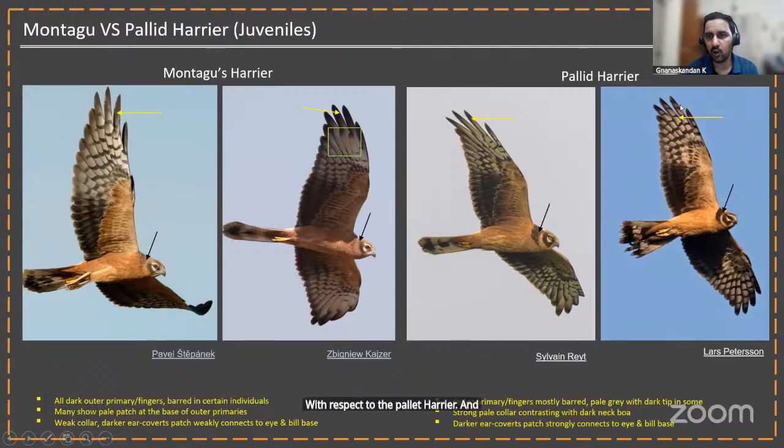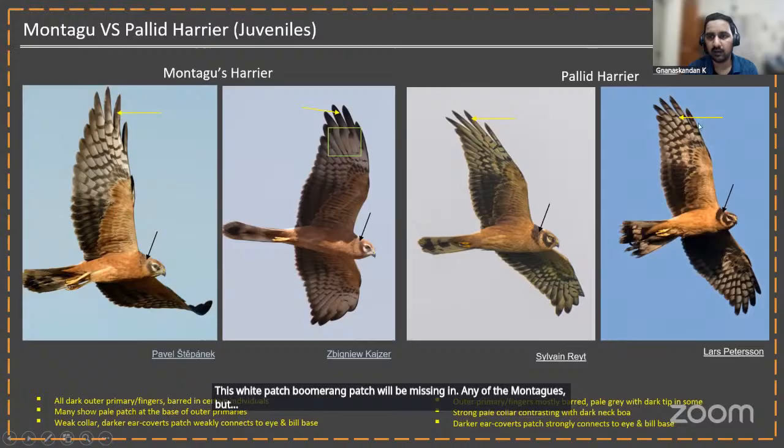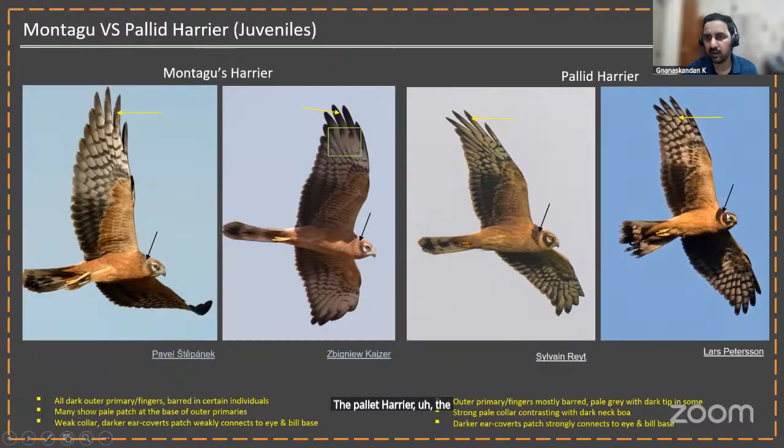And some of the pallid harriers also show this nice uniform barring, just like that of the Montagu's, but it will be missing at the base of the primary, and it creates that white boomerang shape that I mentioned some of the females also show. This white boomerang patch will be missing in any of the Montagu's, but with respect to the pallid harrier, the head and the prominent ear covert patch, the collar, and also the neck boa set them apart.